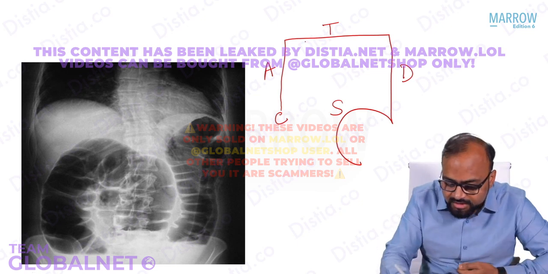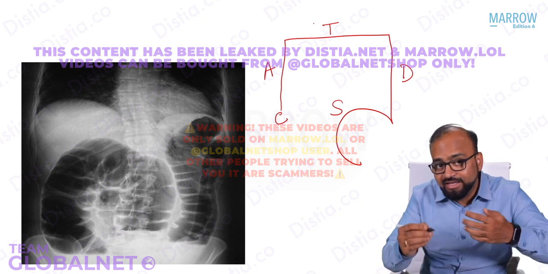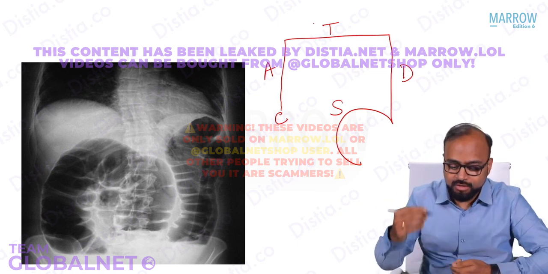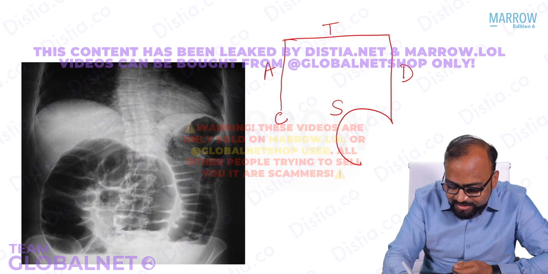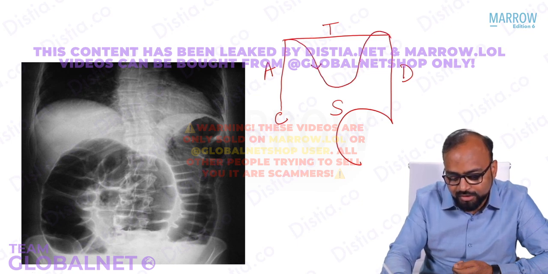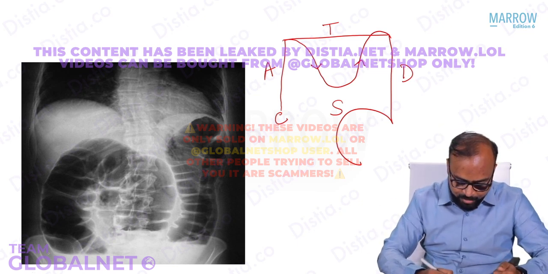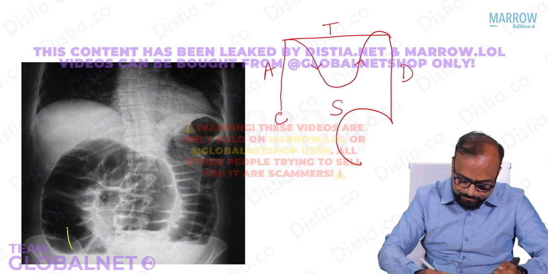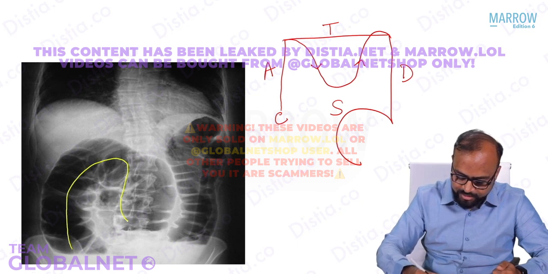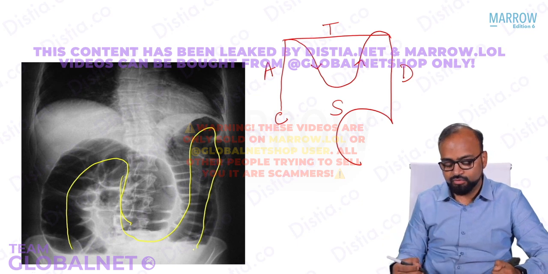So cecum, ascending, transverse colon, descending colon, sigmoid colon, right? But just imagine this transverse colon is slightly hanging down because the transverse mesocolon is long. So instead of being horizontal like this, the transverse colon usually goes like this. So that is what is happening here. If you watch carefully, we start with the cecum, ascending, and the transverse is hanging down. Then we go up to the splenic and we come down to the descending. So this is what is happening here.